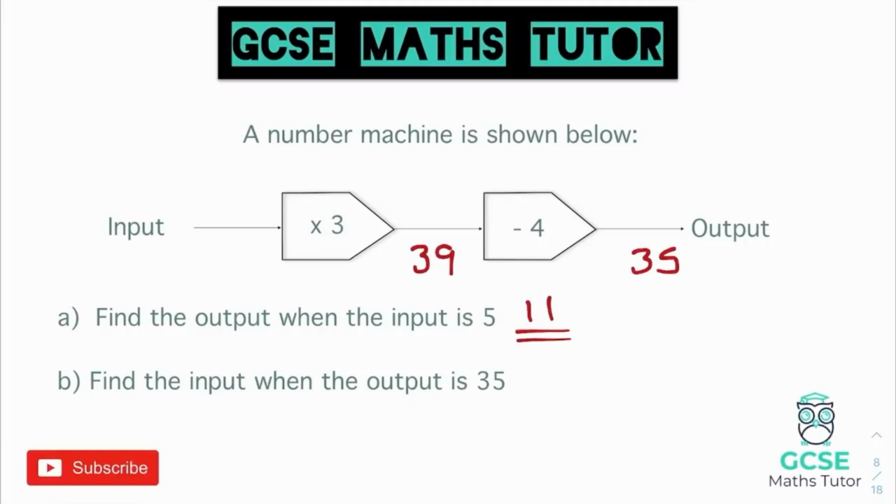So if we divide 39 by 3, we get an input of 13. And again, you can check that going back through the number machine, because 13 times 3 would equal 39. Take away 4, that would give us 35. So our input must have been 13 for the output of 35. And there would be our two solutions there when looking at using a number machine.